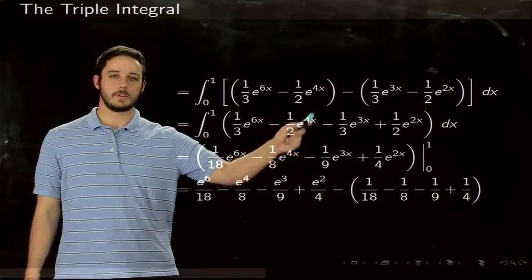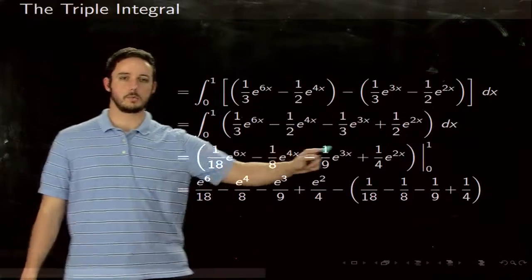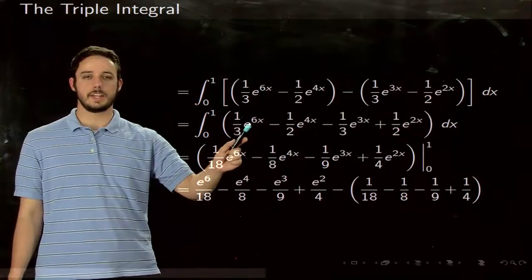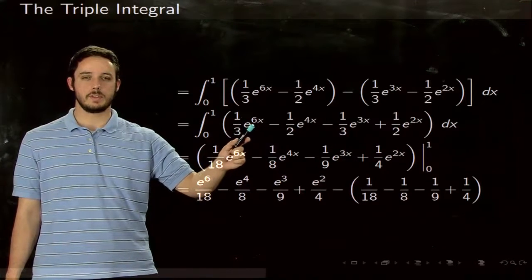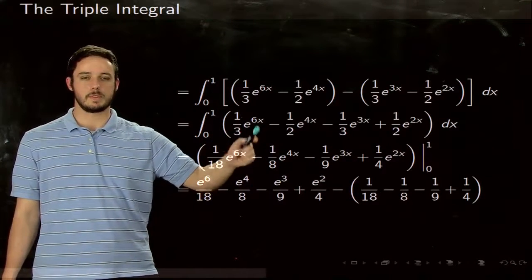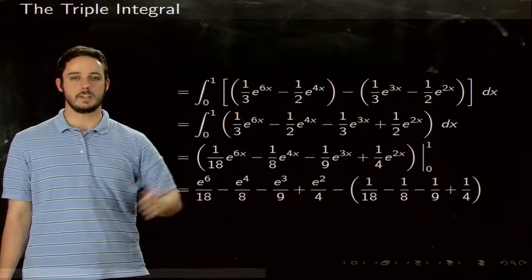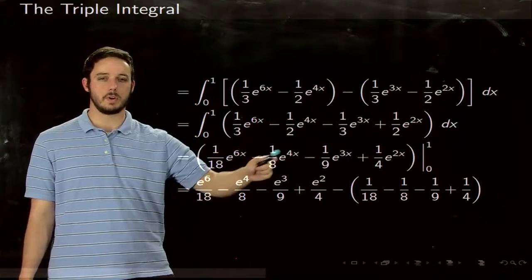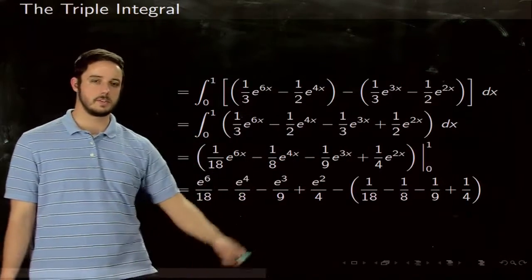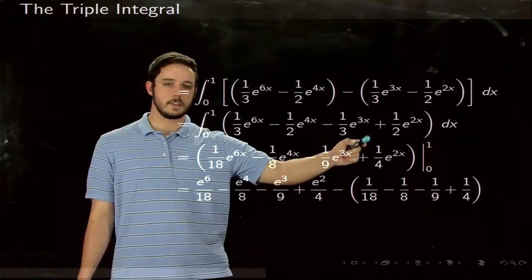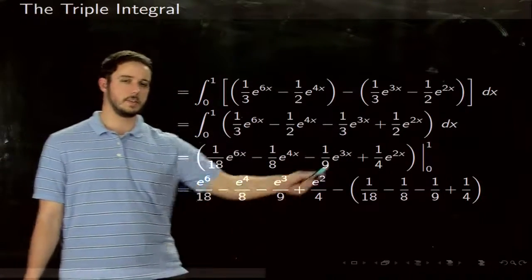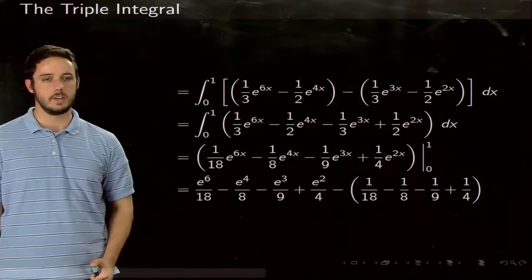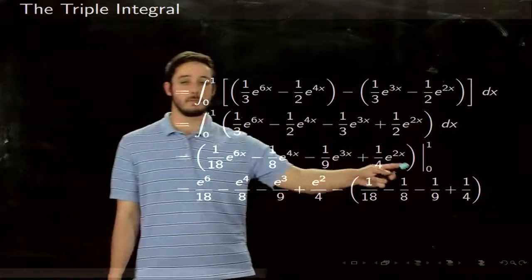So now we need to integrate this whole expression right here with respect to x. What happens when we do that? Integrating e to the 6x times 1/3 gives us 1/6 times this whole thing, so 1/18 e to the 6x. Then for this e to the 4x, we multiply by a 1/4, so we get 1/8 e to the 4x. Integral of 1/3 e to the 3x is 1/9 e to the 3x. And then integral of 1/2 e to the 2x is 1/4 e to the 2x. And then finally, we're evaluating that from 0 to 1.